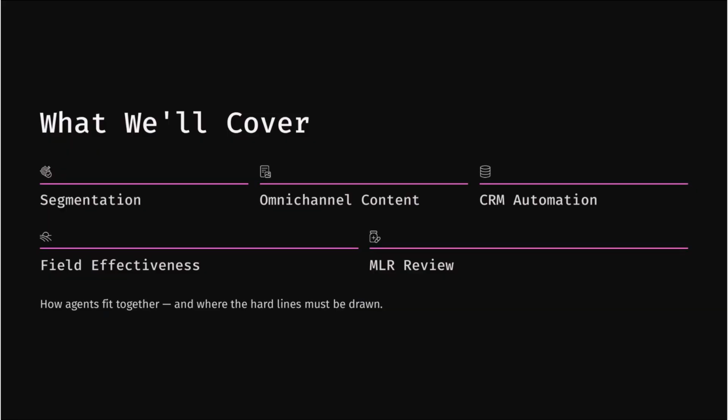In this video, we're going to break down what generative AI agents look like in commercial execution. Not generic chatbots, but specialized agents that do work across segmentation, omnichannel content, CRM automation, field effectiveness, and medical legal regulatory review, often called MLR. We will talk about how these agents fit together into an operating model, what data and tools they need, and where the hard lines must be drawn so you get speed without creating risk.